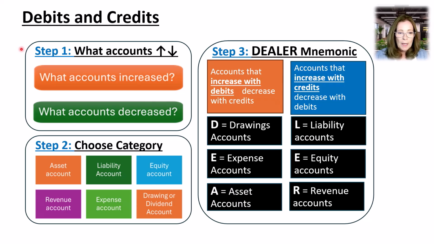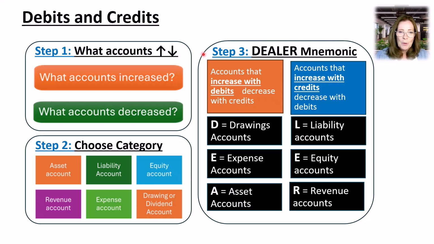In step one, we ask a simple question: what accounts increased and which accounts decreased? This is the same type of analysis we did in chapter 2 of our textbook when we used the accounting equation. Now in step 2, we identify what type of accounts those are, whether they are assets, liabilities, equity, revenue, expenses, or drawings. That is also something you're familiar with.